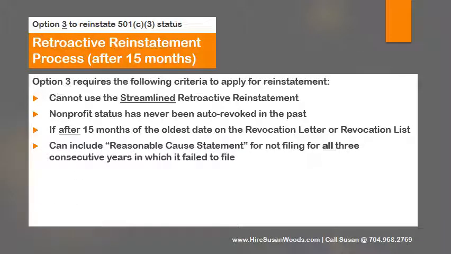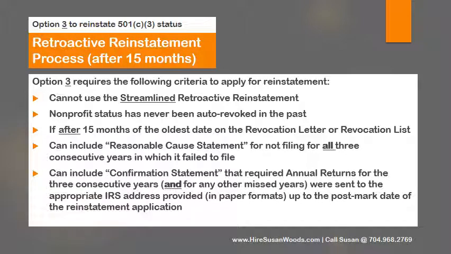You can include a reasonable cause statement for not filing for all 3 consecutive years in which you did not file. Option 2 required a reasonable cause statement for just one of the 3. Option 3 requires a reasonable cause statement for all 3 years that you did not file. You have to provide a reason why you did not file for year 1, year 2, or year 3 of the 3 consecutive years in order to use option 3. You have to be able to do that.